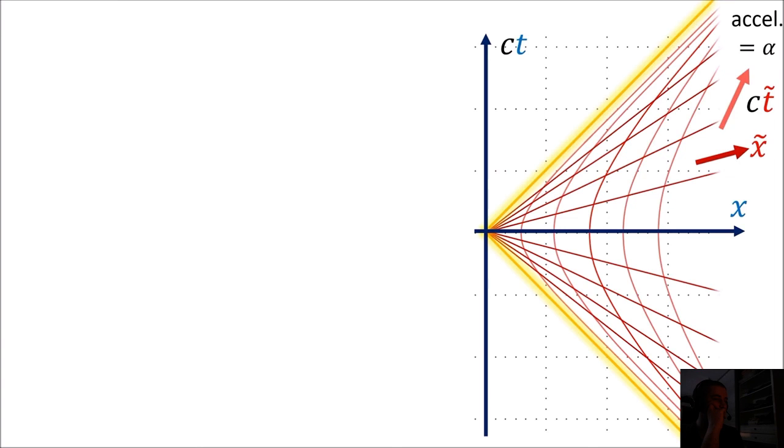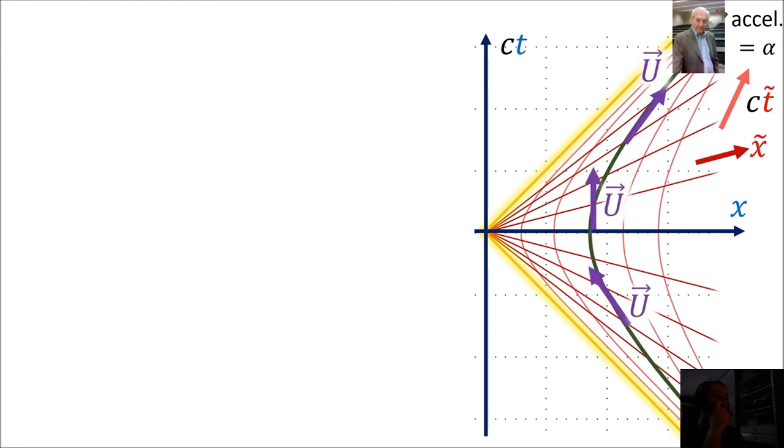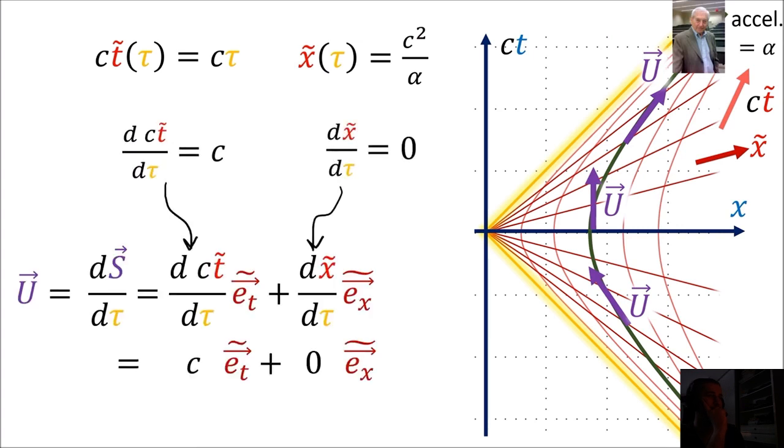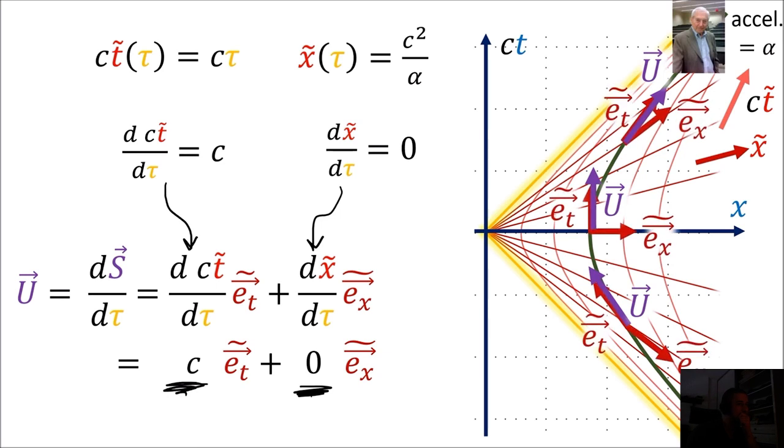As a sanity check to make sure this formula makes sense, we can test it out on our hyperbolic world line, which is a world line with constant proper acceleration alpha. For this world line, ct tilde equals c tau, and x tilde equals the constant value of c squared over alpha. We get the expected result of an observer who has no x velocity, so they believe they are stationary. And the time component of their forward velocity is c, which is what stationary observers should have.